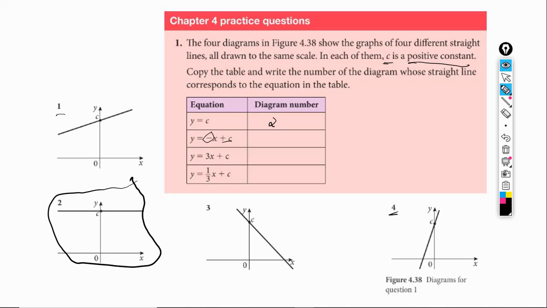And you can see that there's more or less the same distance from here to here as there is from here to here. And the slope is negative because it's going downwards. So this is option 3.